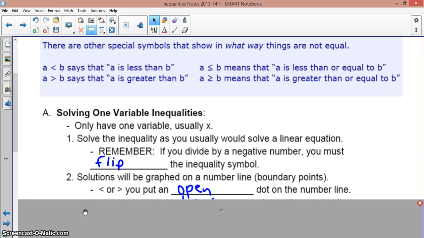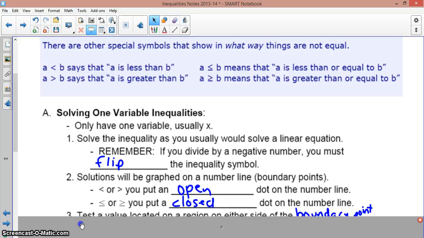Your solutions will be graphed on a number line. Those are called boundary points. And another key thing is if you are using a greater than or a less than symbol, then you put an open dot on the number line. If you are using a less than or equal to or greater than or equal to, then you put a closed dot on that number line. The more sign you have, the more of the dot you have. So since I have a less than and an equal to, I have a closed dot because that's more of the dot. If I don't have the equal to, it's less of a dot, that's why it's open.